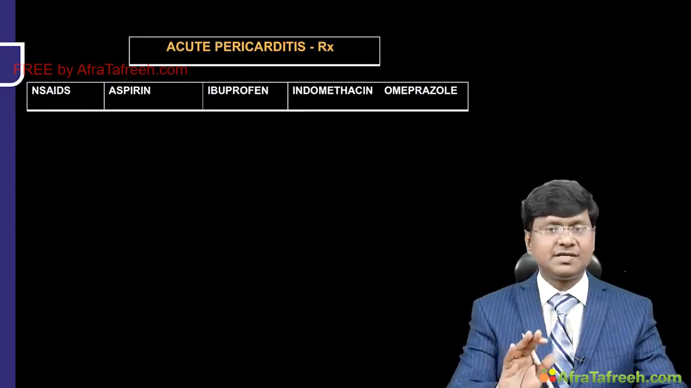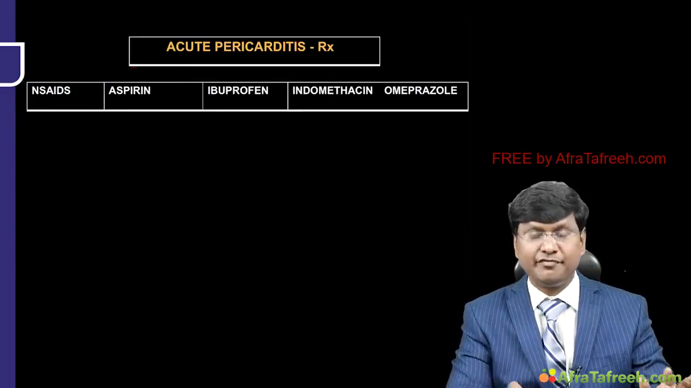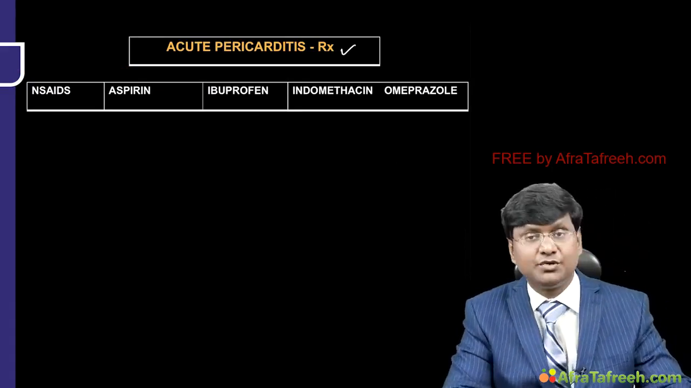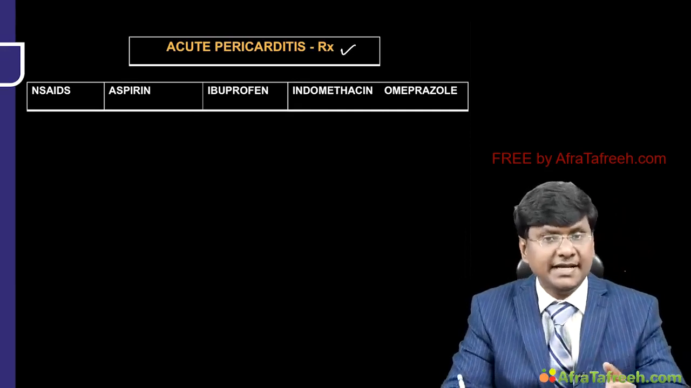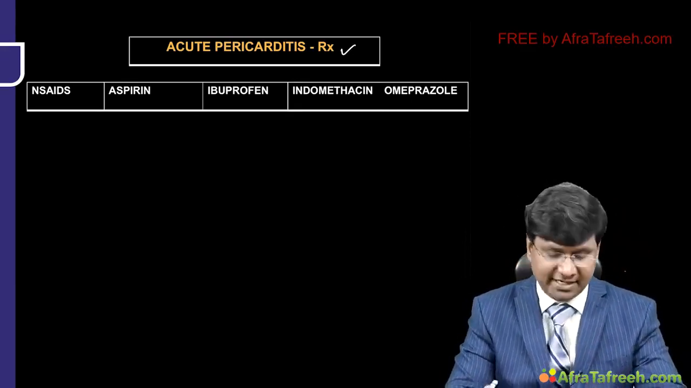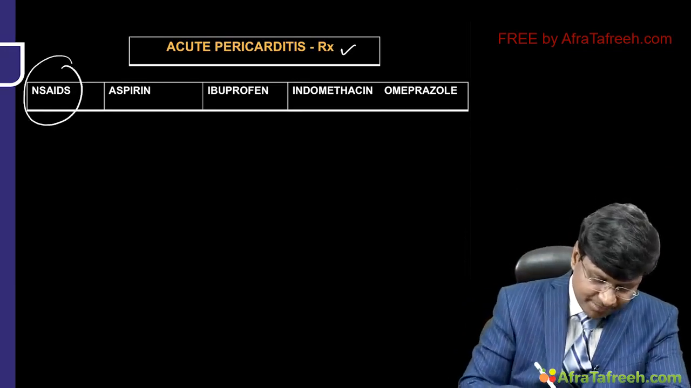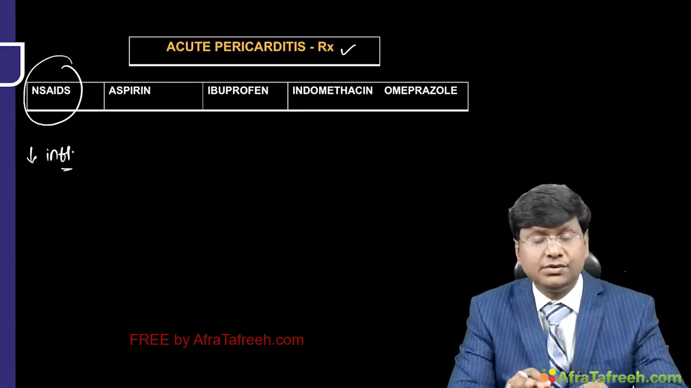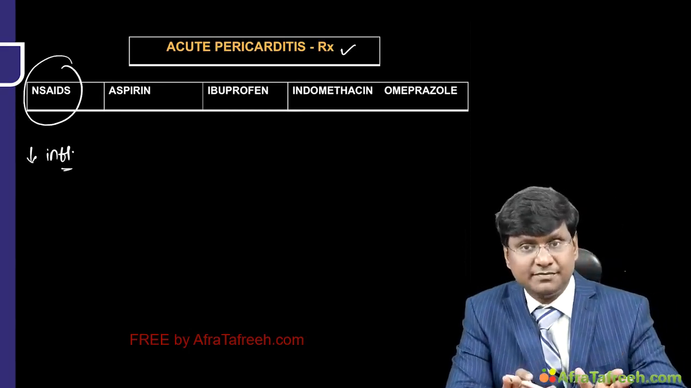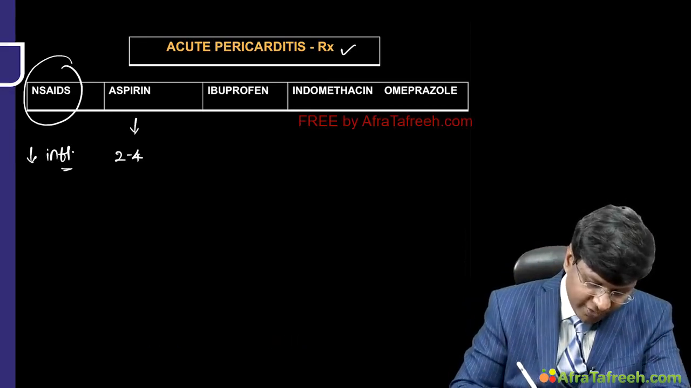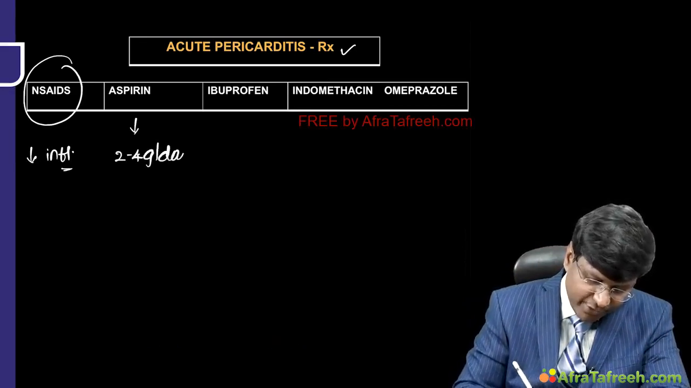After having discussed the differential diagnosis and diagnosis of pericarditis, now you need to know how to treat patients with acute pericarditis. You need to give anti-inflammatory drugs, and those are non-steroidal anti-inflammatory drugs, because they will suppress the inflammation of the pericarditis. The main drug is aspirin. That will be the first line drug, and the dosage will be around 2 to 4 grams per day. So you need to give a high dose of aspirin.